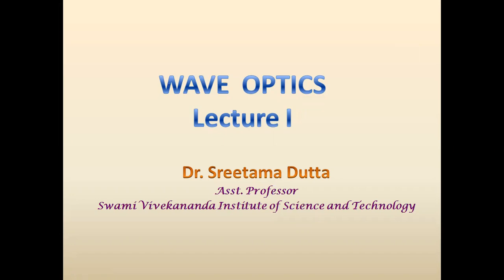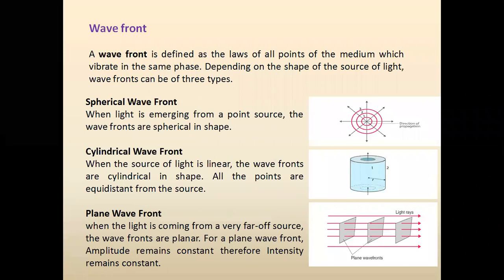Today's topic is wave optics. First thing, you have to know what is a wavefront. A wavefront is defined as the locus of all points of the medium which vibrate in the same phase. Depending on the shape of the source of the light, wavefronts can be of three types: spherical wavefront, cylindrical wavefront, and plane wavefront.